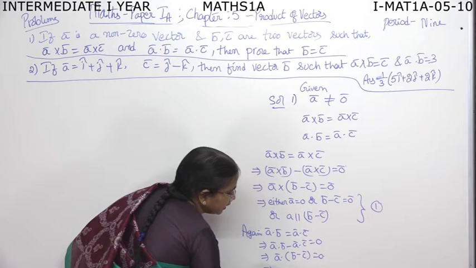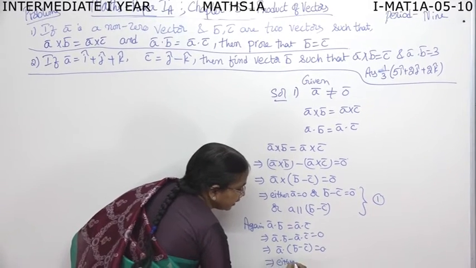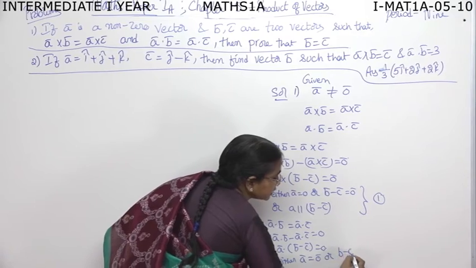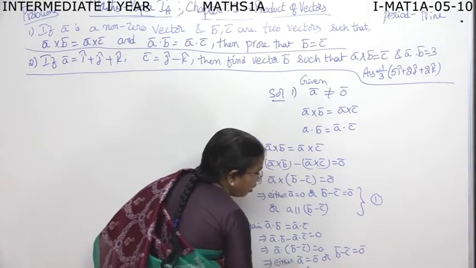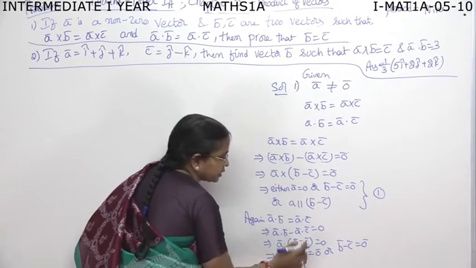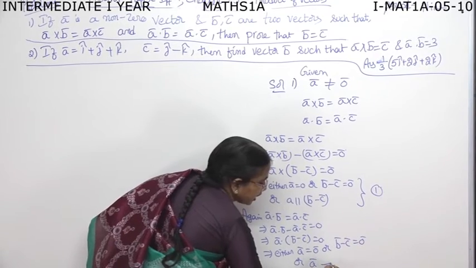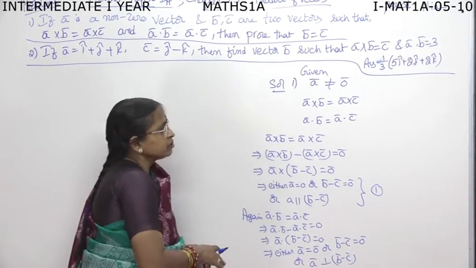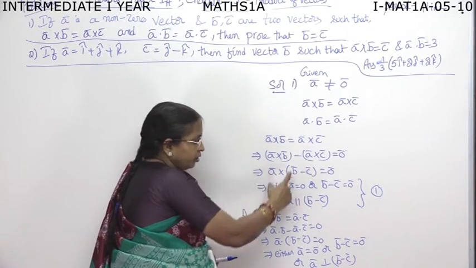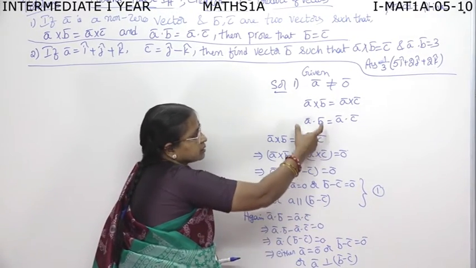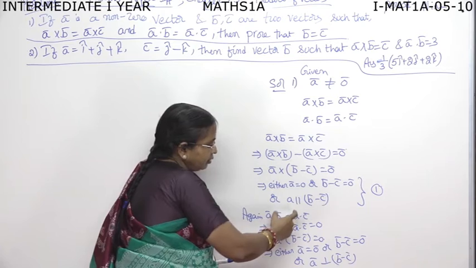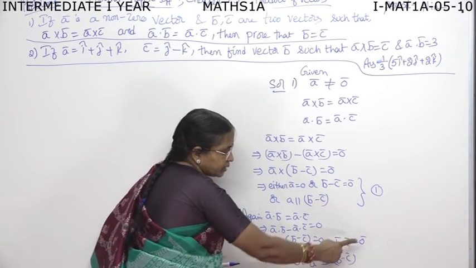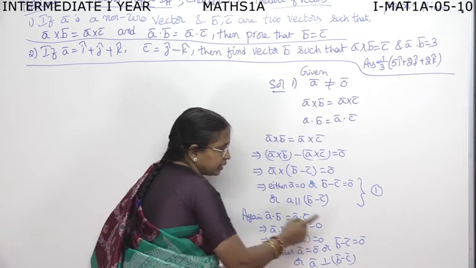Now this implies either A is 0, or B minus C is 0, or, when is the dot product 0? When they are perpendicular. So A is perpendicular to B minus C. These are the possibilities. From the first equation given, you are getting three possibilities. From the second equation given, you are getting three possibilities. Either A is 0 or B minus C is 0 or A is perpendicular to B minus C.